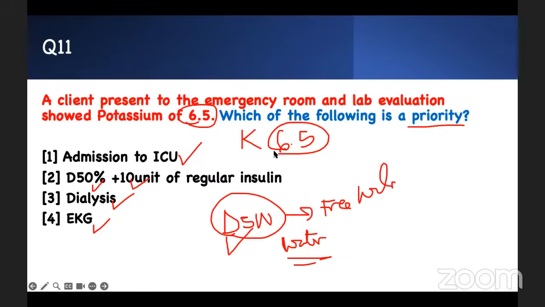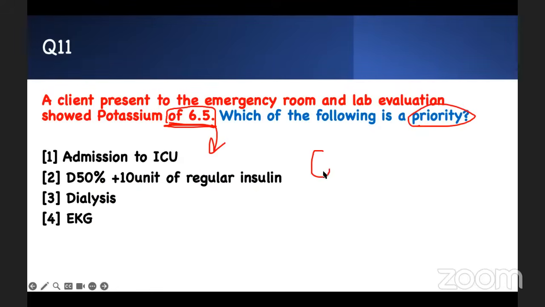Okay, 6.5. What do you want me to do? I'm worried about the heart, cardiac overstimulation.